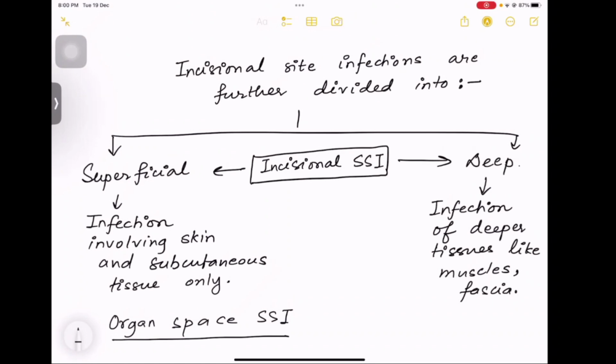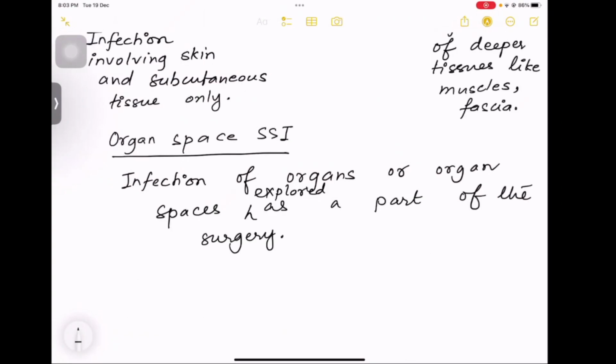Now, the incisional site infections, which are a part of surgical site infection, can be further divided into superficial incision infection or deep incision infection. The superficial incision SSI will involve only the skin and the subcutaneous tissue. But if it goes deep, then it can also involve the deeper tissues like the muscles and the fascia. Now we come to organ space SSI. As the name says, it involves organs, so infections of the organs or organ spaces manipulated as a part of surgery are called organ space infection.